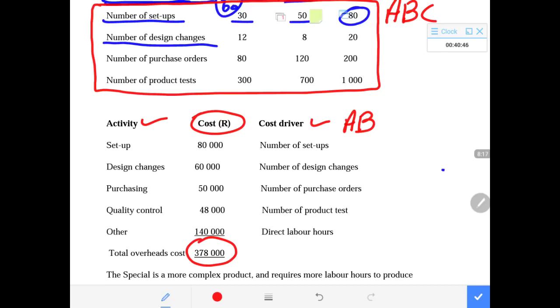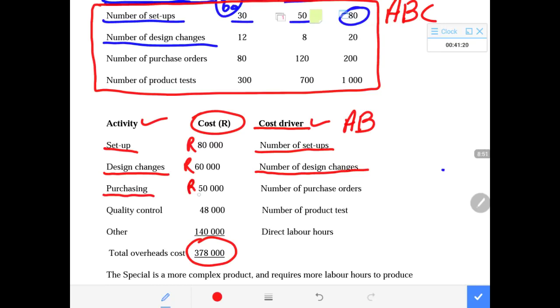The cost total of 378,000 will be used when we are calculating our cost per unit in the traditional method. We have activity, which is setup, and the cost of setup was 80,000. And what drove that cost was the number of setups. And the design changes was 60,000, and the cost driver for that is the number of design changes. The more design changes are done, the more cost will be paid to our designers. Therefore, that is why that is called the cost driver. It's something that drives the cost.